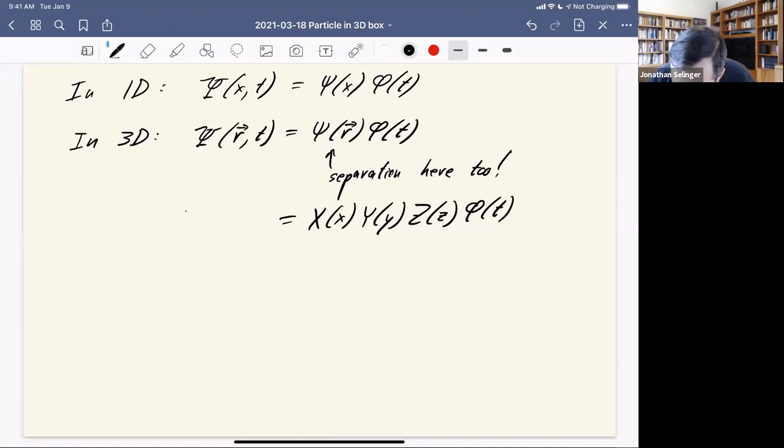So this is our wave function. It's a function of x, y, z, and t. Now let's put that into Schrodinger's equation and see what we get.